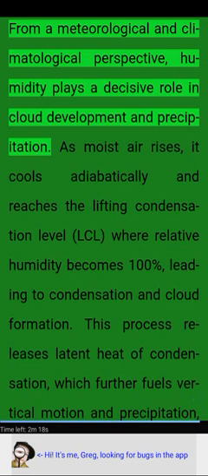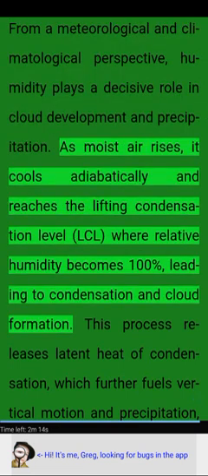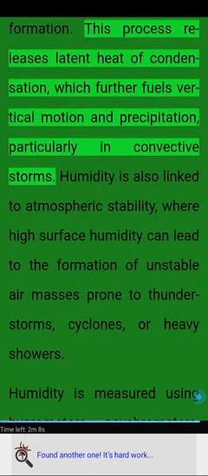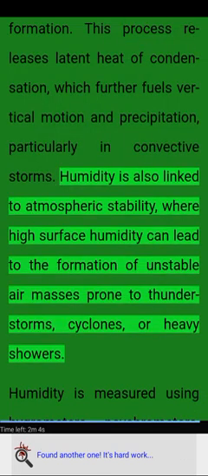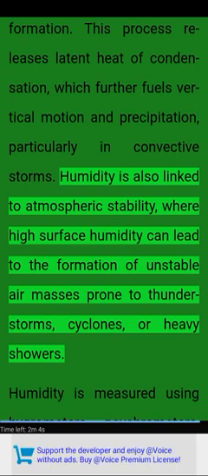From a meteorological and climatological perspective, humidity plays a decisive role in cloud development and precipitation. As moist air rises, it cools adiabatically and reaches the lifting condensation level (LCL), where relative humidity becomes 100%, leading to condensation and cloud formation. This process releases latent heat of condensation, which further fuels vertical motion and precipitation, particularly in convective storms. Humidity is also linked to atmospheric stability, where high surface humidity can lead to the formation of unstable air masses prone to thunderstorms, cyclones, or heavy showers.